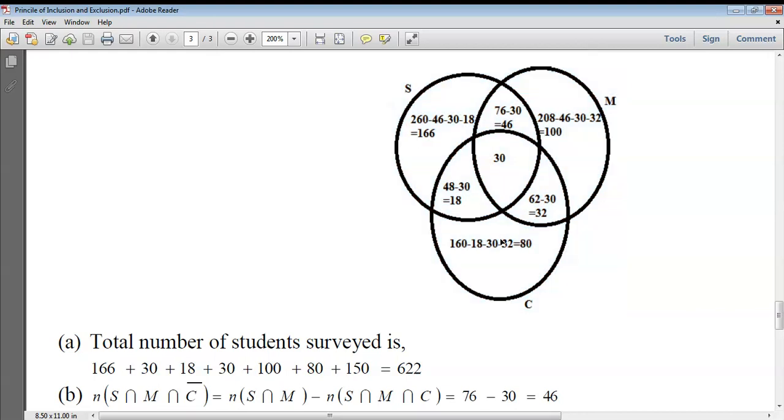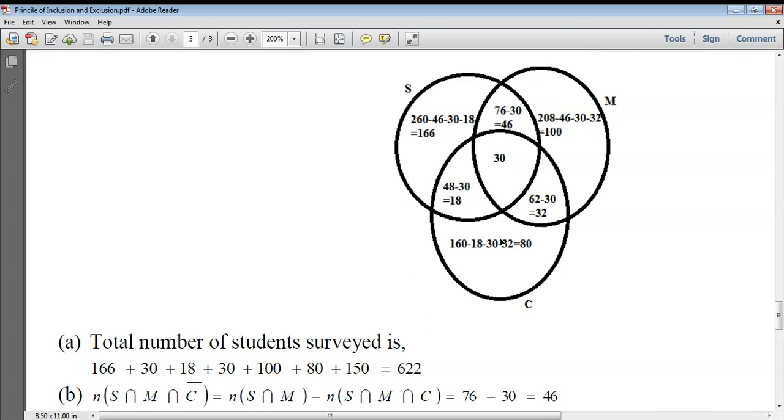So let us find the last one, the number of students who are taking only computer programming. It is 160 minus the number of students who are taking stat and computer science but not math, minus the number who are taking math and computer science but not stat, minus the number who are taking all three. It is 160 minus 18 minus 30 minus 32. It is 80.